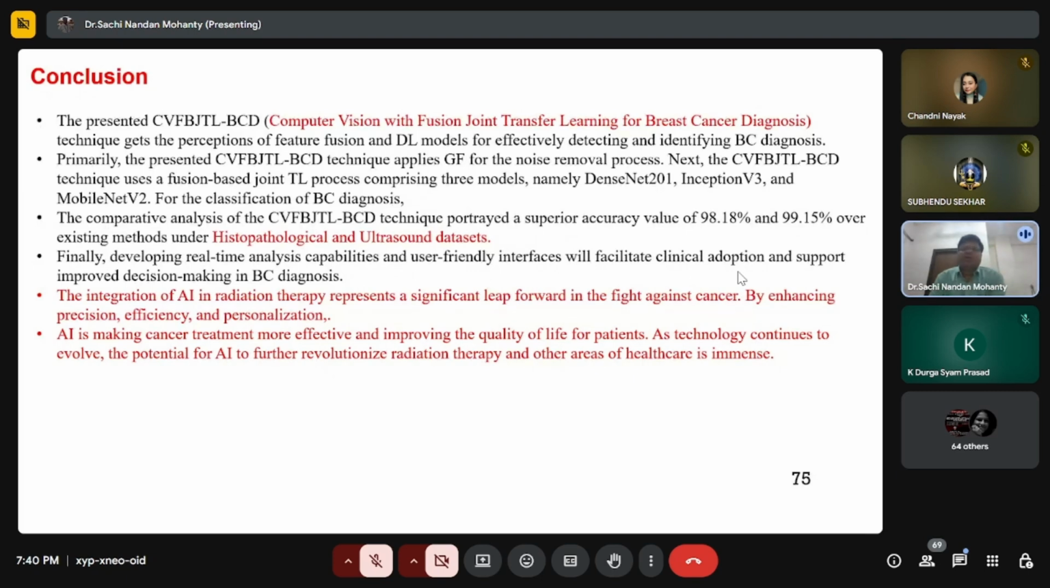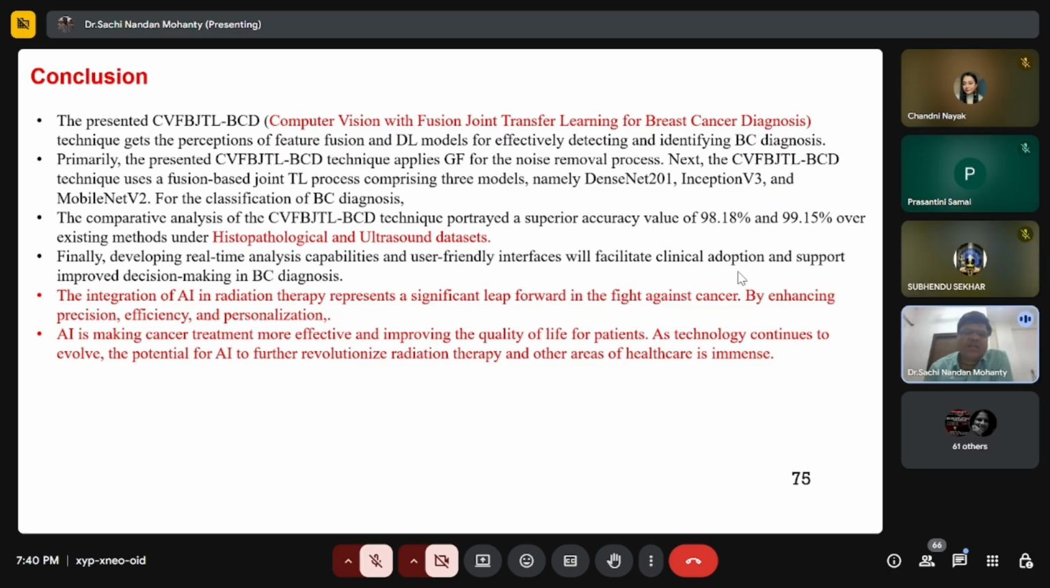So same thing, you can find the fusion techniques, data fusion, joint transfer learning. Breast cancer diagnosis has more recent techniques in the case of histopathology and ultrasound databases. And AI makes cancer treatment more effective and improves the quality of life of patients. As the technology continues to evolve day by day, the potential of AI is further revolutionizing radiation therapy and other areas of healthcare.